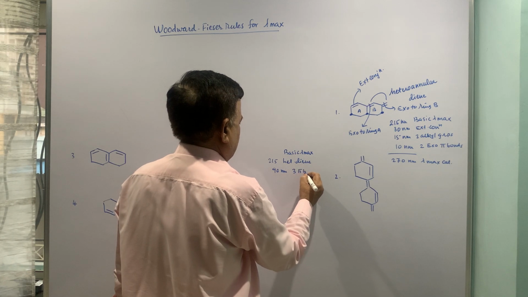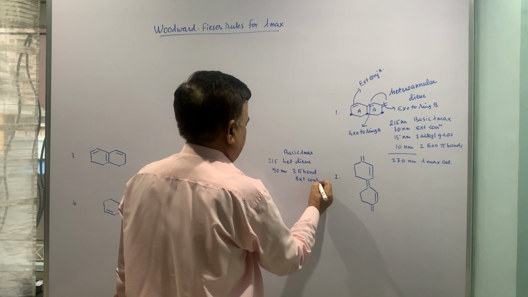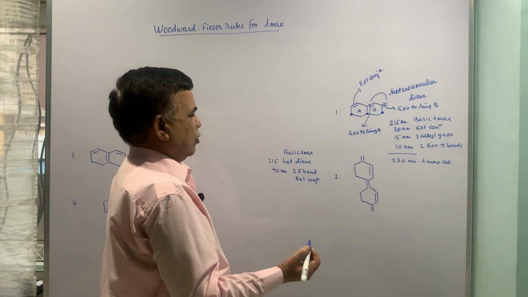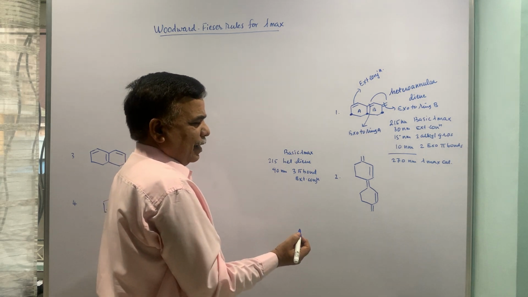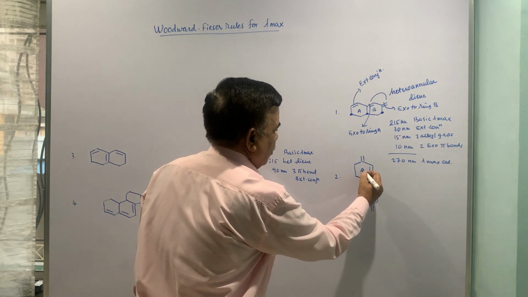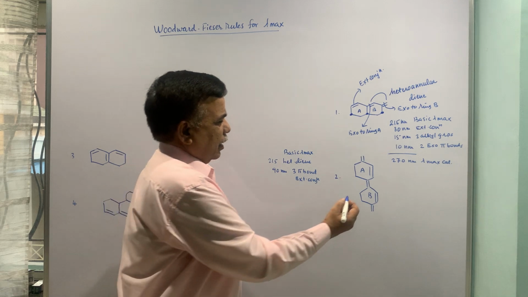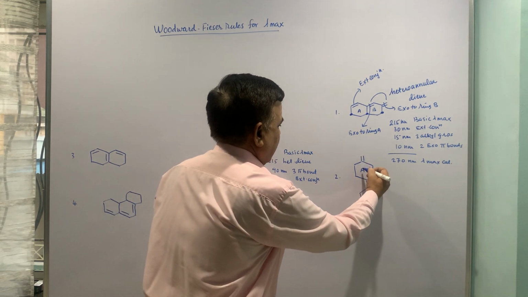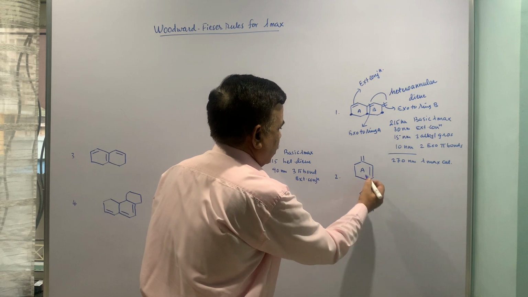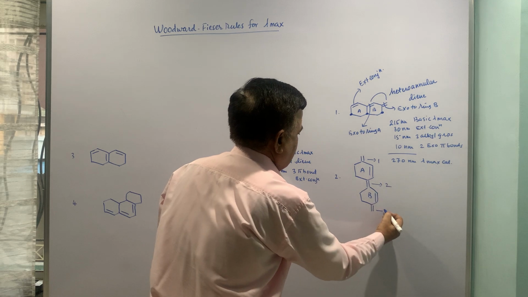3 pi bonds extending conjugation. Okay. So 90. Then exocyclic bonds. Let me put the numbers. This is exo to ring A, this is exo to ring B, but the central one is exo to both. So this is taken as 2, this is taken as 1, this is taken as 1.